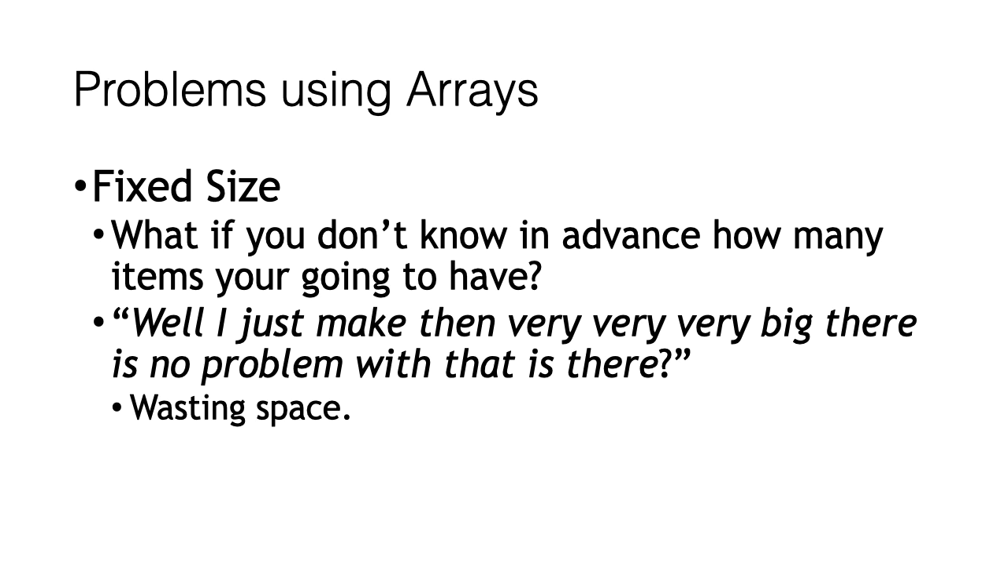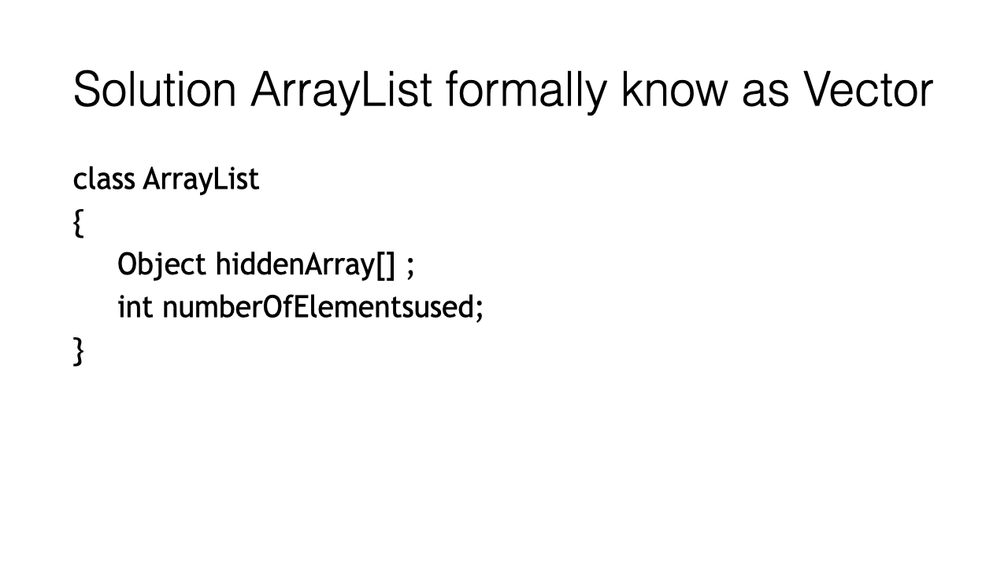So a solution was evolved. The solution is called vector or ArrayList. Now it's vector in C++, ArrayList in Java. There was a vector in Java as well, but hey, we're just making life too complicated. Let's think about ArrayList. Inside class ArrayList, there are basically two things.